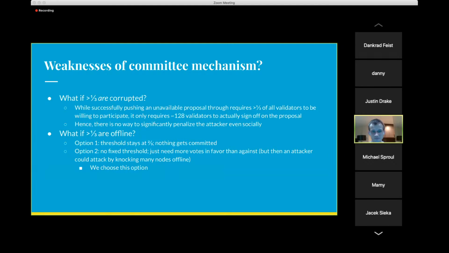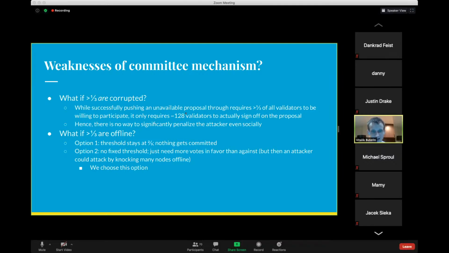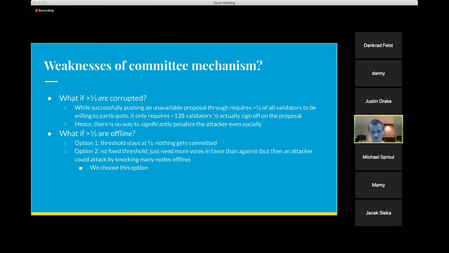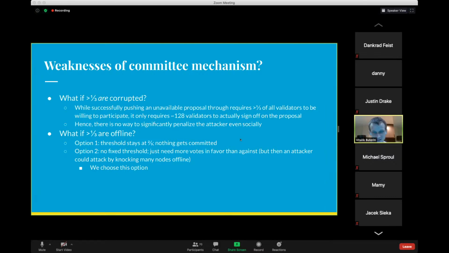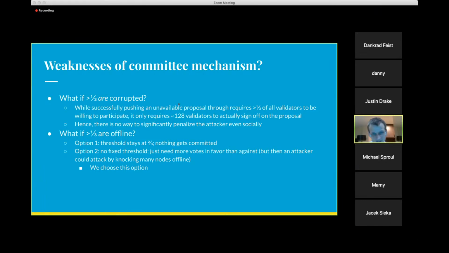So the first concern is, what if 1/3 of some committee is corrupted, right? There's always the possibility that an attacker does gain access to a fairly large portion of all of the staking participants. And we want to have second layers of defense to take care of this possibility. Because if we don't, then there are some nasty things that can happen. One of the problems is that even though you theoretically need 1/3 of all validators to be willing to participate to push an unavailable proposal through, it only requires the actual committee, the 128 validators, to sign off, right? To actually publish the signature that says, yes, we think this proposal is available when actually it's not. And so there isn't really a way, even with a hard fork, even socially, to significantly penalize the attacker.